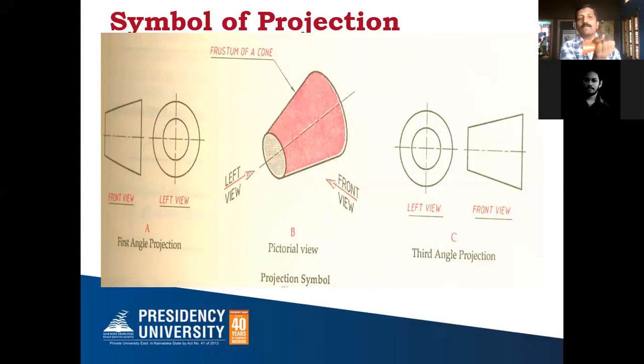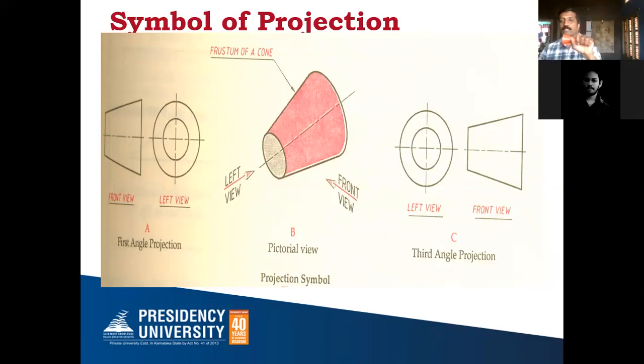For the first angle projection system, the front view and the side view, the left view, will be obtained on the right side of the front view. Why? This is the object which I have kept for you. The front view means you are looking from here, and it looks like a trapezium. Left view means I should come to the left side of it. The left view I will be getting on the right side, that is the RPP. The left view is going to be obtained on the RPP. So that's why, if you see this symbol, it is understood that it is the first angle projection system. Whatever drawing is drawn on that particular drawing sheet, it is the first angle projection system.